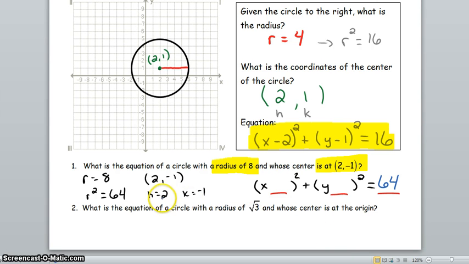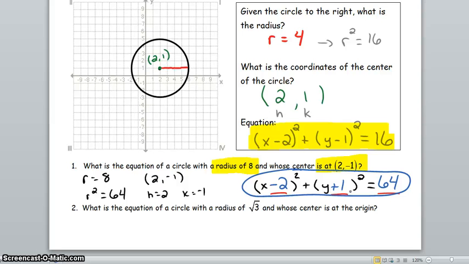H is 2. I put the opposite of that in the parentheses. K is negative 1. So with y, I don't subtract 1. I will add 1. Again, it's the opposite. So the equation of the circle centered at (2, -1) with a radius of 8 is (x minus 2) squared plus (y plus 1) squared equals 64.